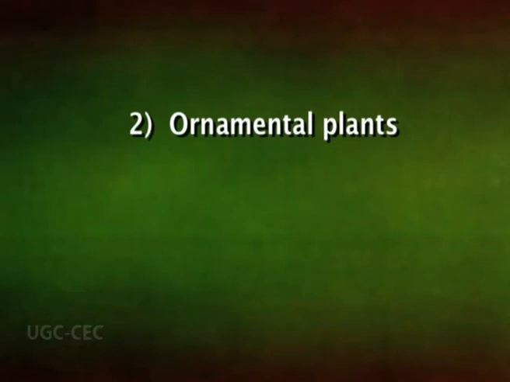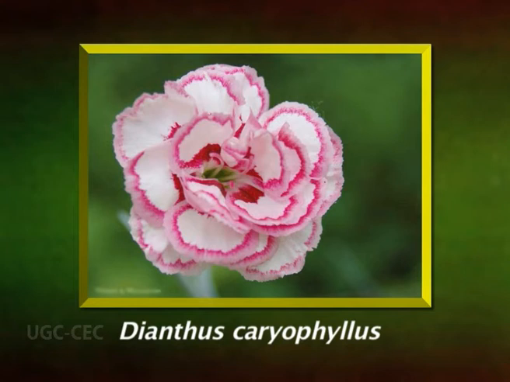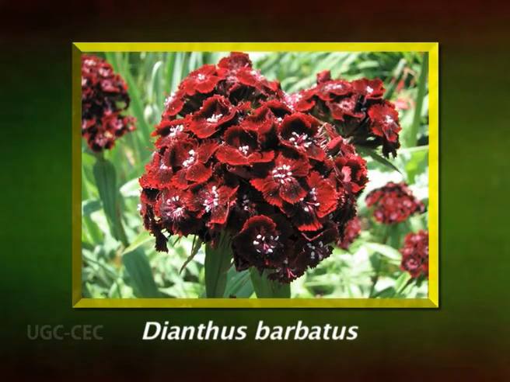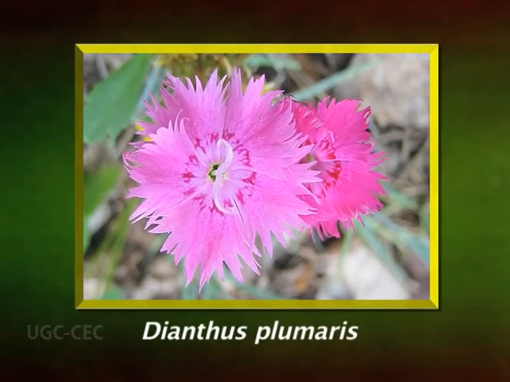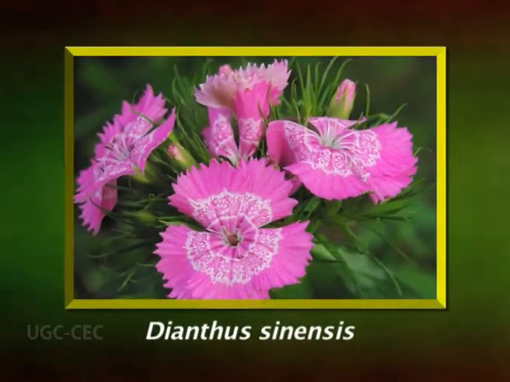The family Caryophyllaceae also presents many ornamental plants. Some of these are Dianthus caryophyllus, the common carnation, which is mostly preferred for cut flowers. Dianthus barbatus or sweet William, which is ideal for border decorations and cuttings. Dianthus plumarius or pink is best suited for rock gardens and edges, but is also used as cut flower. Dianthus sinensis or the rainbow pink is ideal for borders and floral arrangements.